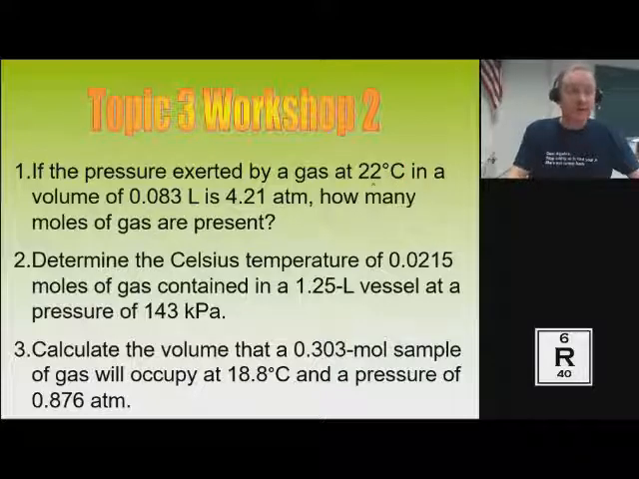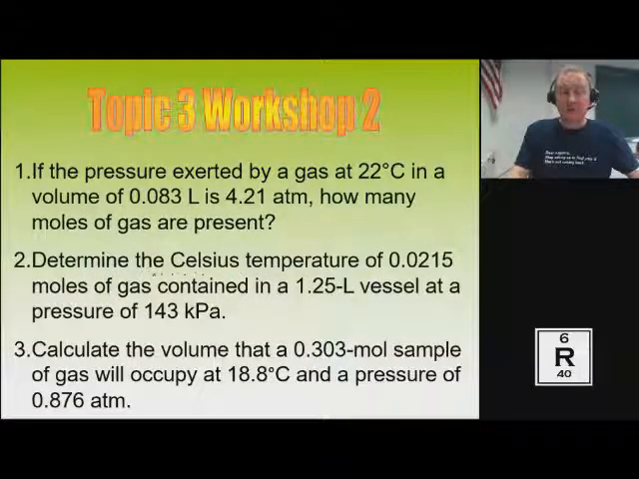Remember, you add 273 to Celsius and it's in Kelvin. Over here, determine the Celsius temperature. So you're going to get an answer in Kelvin, and then you're going to have to subtract to get it into Celsius. You're going to have to subtract 273 from your answer. And you can get this one here. This one you're going to use your R constant that deals with kilopascals. And the final one, you have atmospheres again. You're going to use your R constant that's in atmospheres. And remember to change your Celsius to Kelvin. And besides that, it looks pretty straightforward.